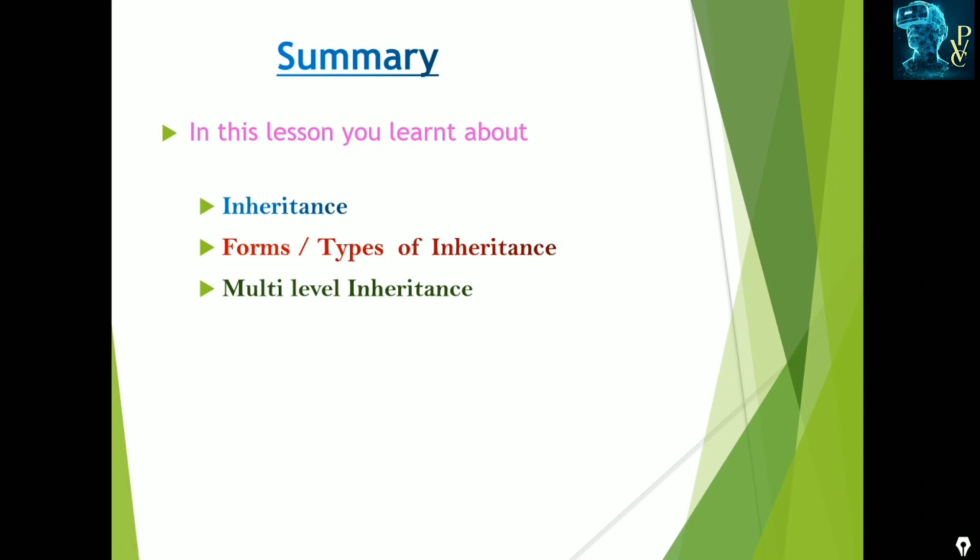In the summary, what we learned in this video are inheritance, different types of inheritance, and multi-level inheritance. Inheritance means the process of creating new classes from an existing class. We have different types of inheritance, and inheritance allows us to reuse the code as many times as needed, and it also allows us to implement polymorphism. The different types of inheritance are single, multiple, multi-level, hierarchical, and hybrid inheritance. Multiple and hybrid inheritance cannot be achieved with classes, but they can be achieved by using interfaces.